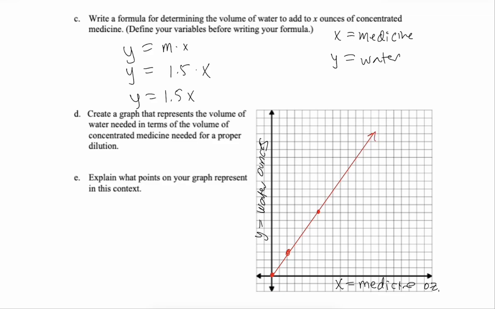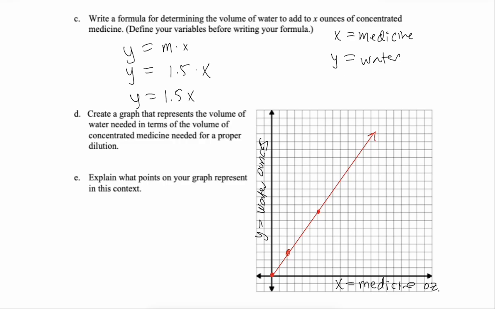Now, the reason we don't have negatives for this is we're not going to have a negative amount of medicine. Either we have medicine or we don't. So many times you'll notice these application problems occur in the 0, 0 section of the graph. So that's pretty common. And then E says to explain the points on the graph. So let's talk about that.